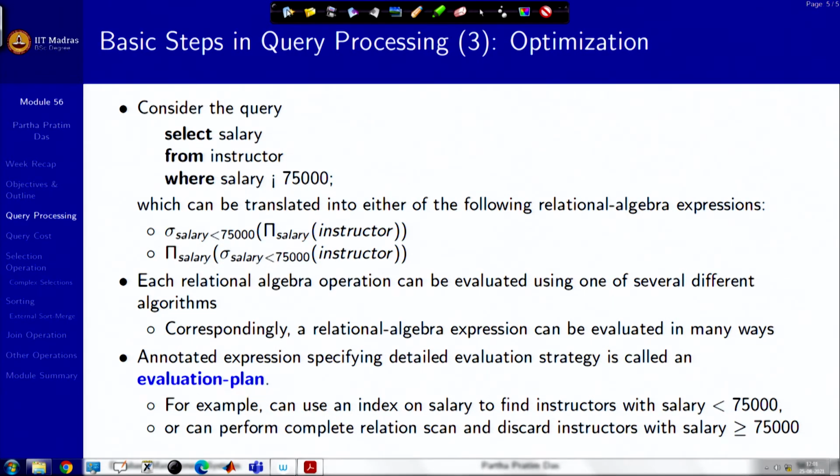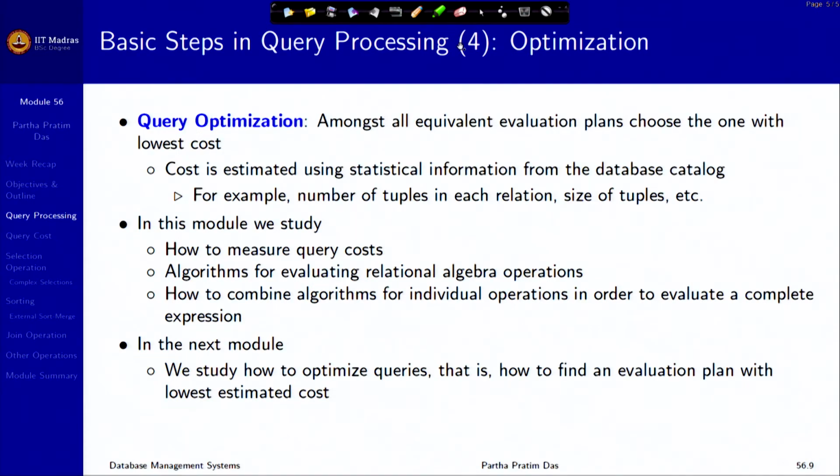So, moving forward, based on this analysis, all equivalent evaluation plans will be considered, and the one with the least cost will finally be chosen for the evaluation engine. And the cost is estimated, as I said, based on statistical information from the database, like the number of tuples in each relation, size of tuples, etc.